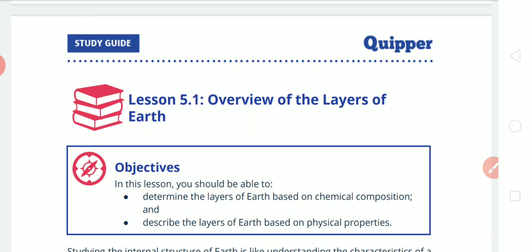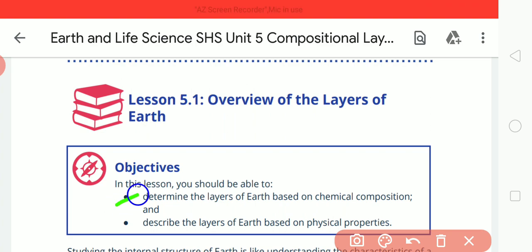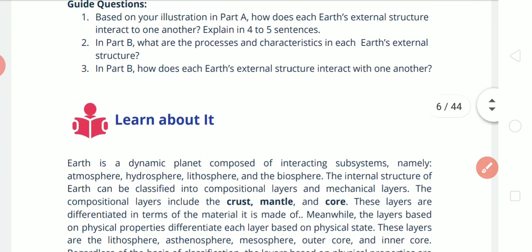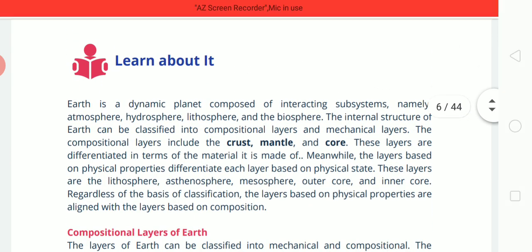In this lesson, you should be able to, first, determine the layers of Earth based on chemical composition. Second, describe the layers of Earth based on physical properties. Alright, let's proceed. So let us start here first.